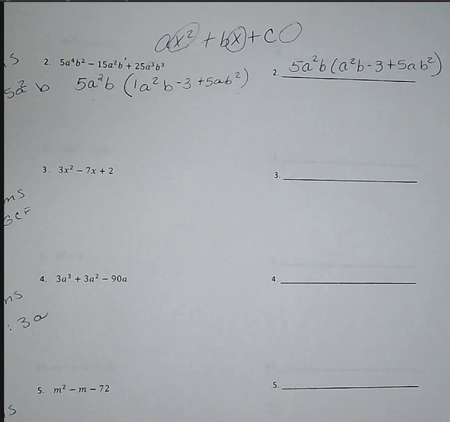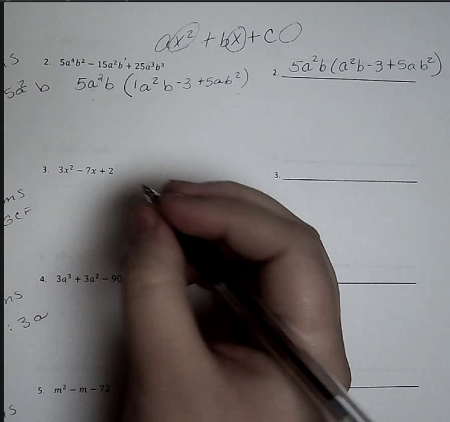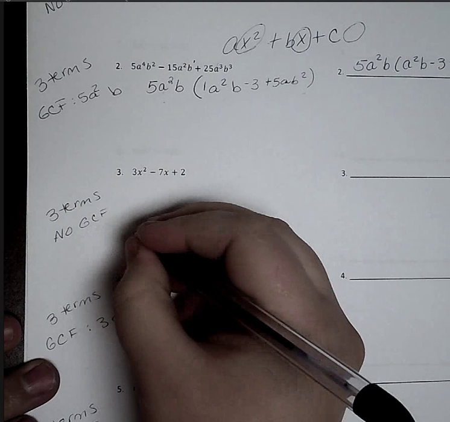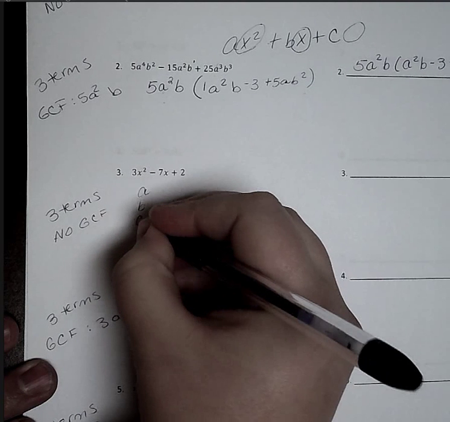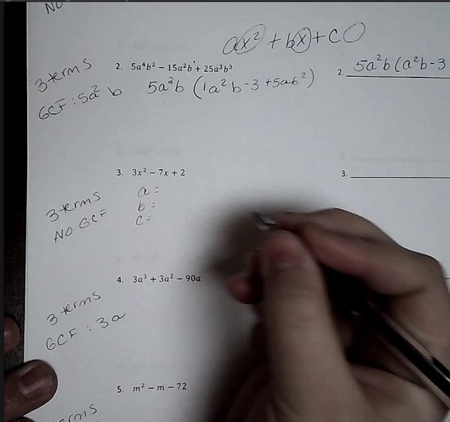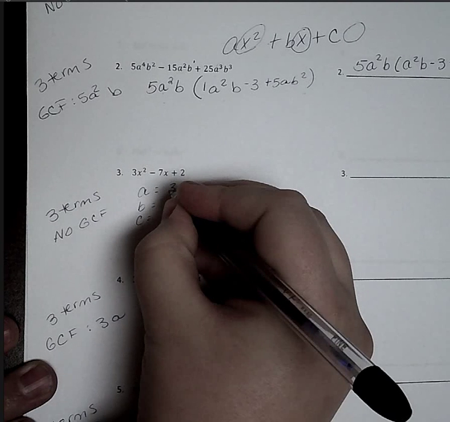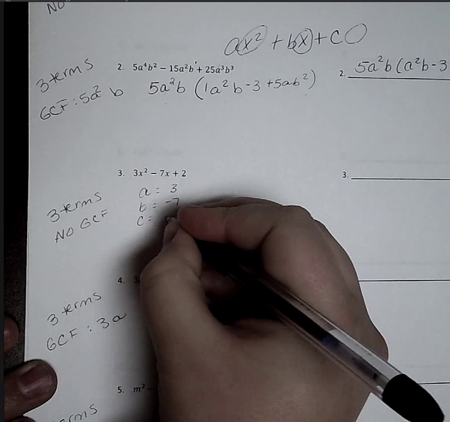All right, so number 3. There's no greatest common factor, and we have 3 terms. So that's our AC method. Identify your A, B, and C. A is 3. B is negative 7. C is 2.